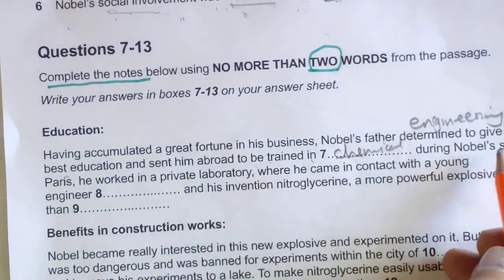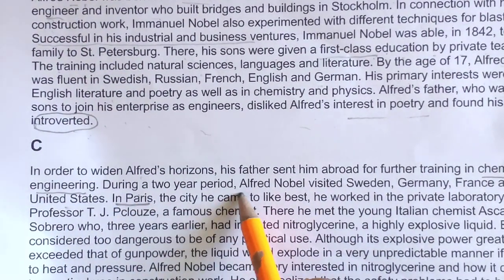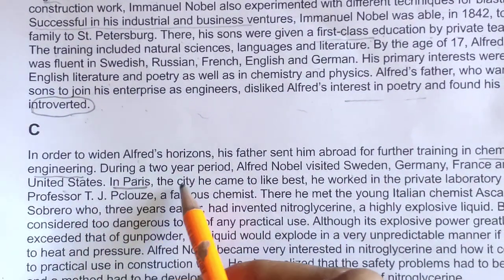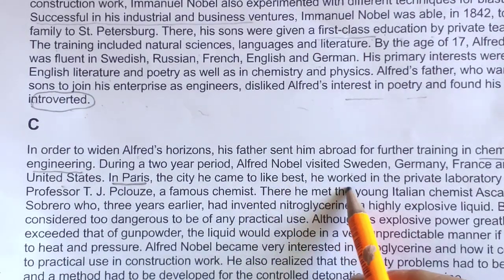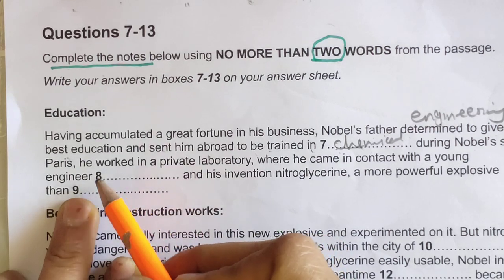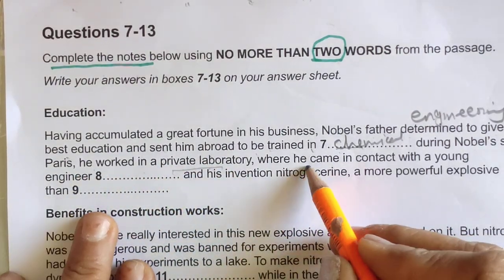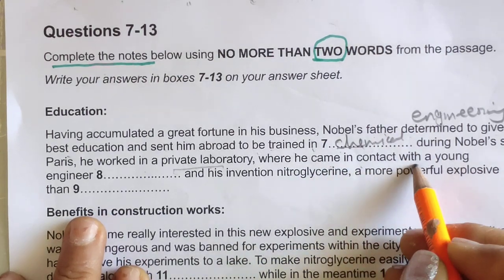Okay, during Nobel's study in Paris, in the United States, during a two-year period, here and here in Paris, the city he came to like best. He worked in a private laboratory and all. Okay, so now next question. He worked in a private laboratory when he came in contact with a young engineer. Who was that young engineer?